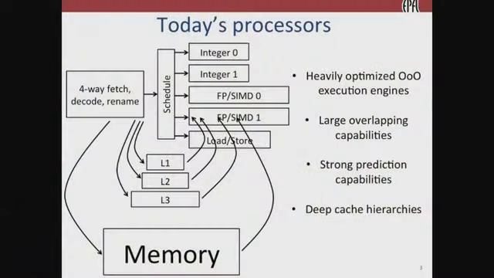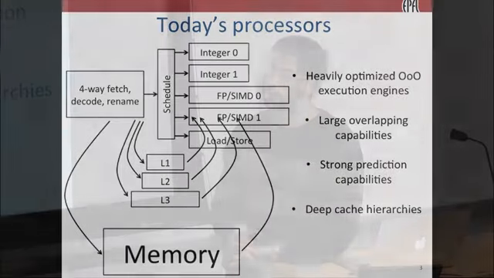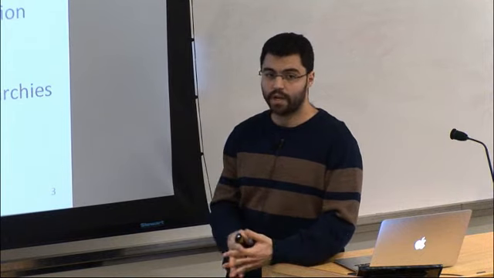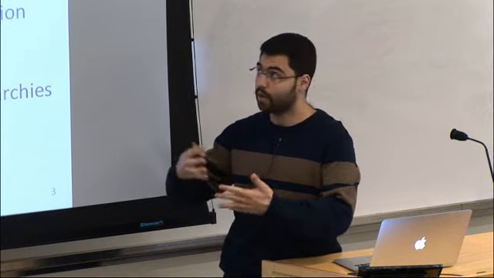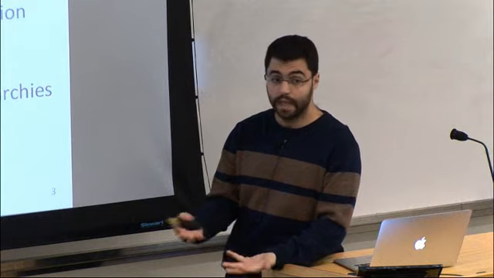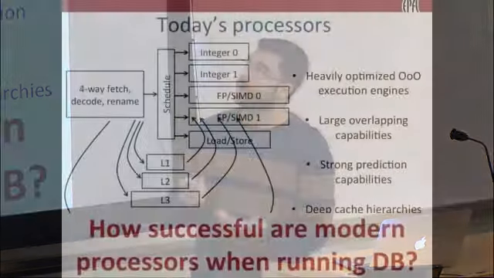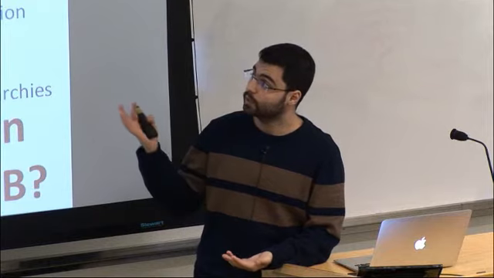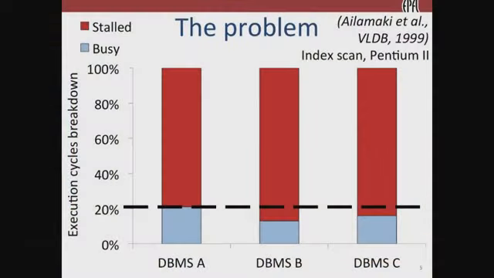Today's processors implement a lot of sophisticated techniques to mitigate these problems. They have heavily optimized out-of-order execution engines. They have deep cache hierarchies, a lot of execution units that can concurrently run a lot of instructions, and they have strong prediction capabilities. So what we are asking is, how successful are modern processors at executing database workloads based on all these optimization techniques? And this is a short answer for that.